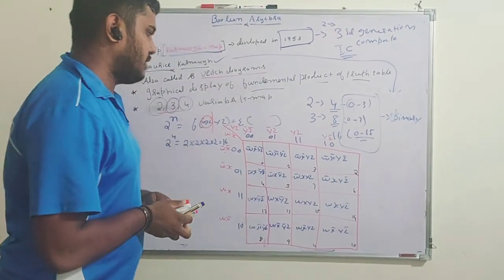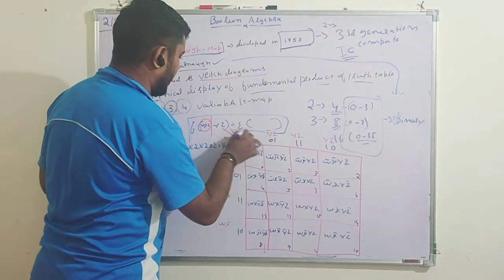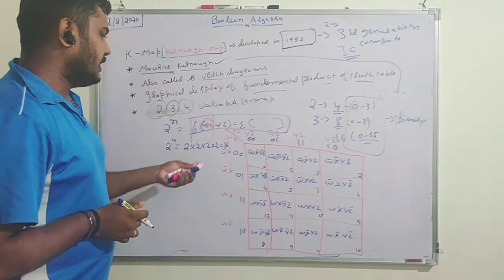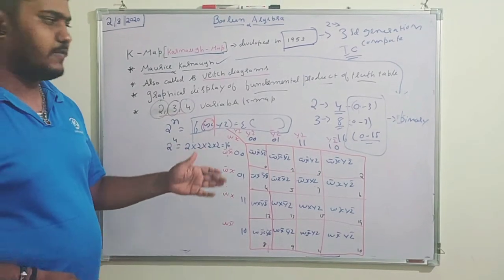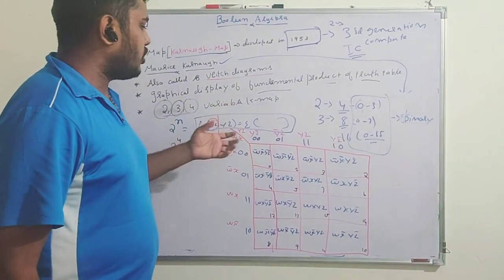One of the important sums is reducing using the 4 variable K map. This is very important and you will gain 5 marks. So this is the 4 variable K map. I hope you understood the introduction of K map. In the next video I am going to show how to solve this K map.